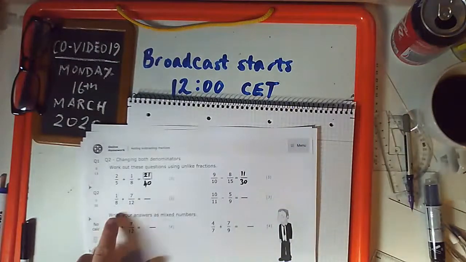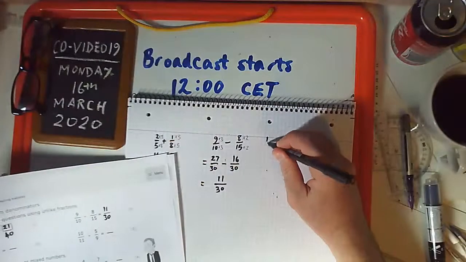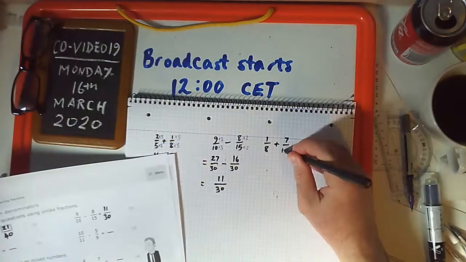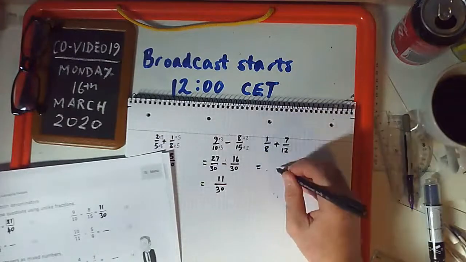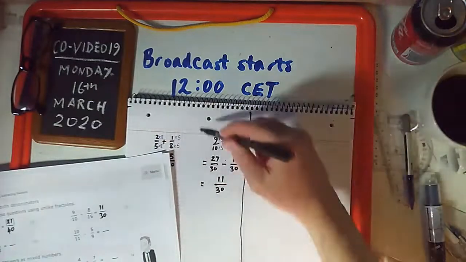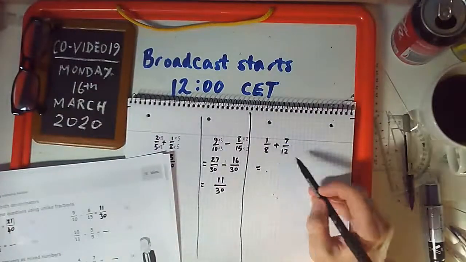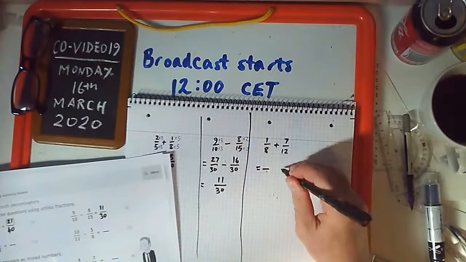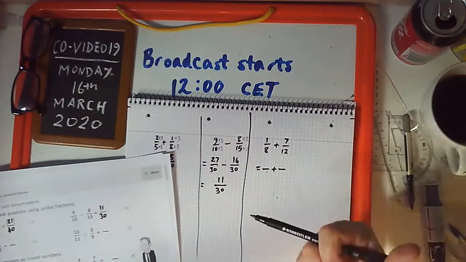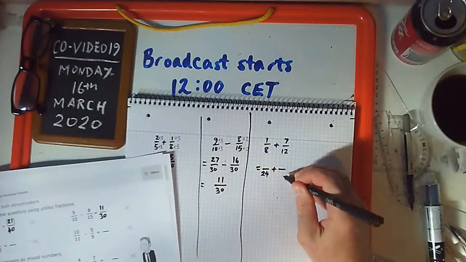11/30. Now, do I need to do the remaining ones? Let's do them anyway. So the next one is 1/8 plus 7/12. So 8 and 12, well, they both go into 8 times 12, 96, but I'd much rather, if I can, write them out of a smaller number. So let's think of my 8 times table. 8, 16, 24. They can both go into 24.